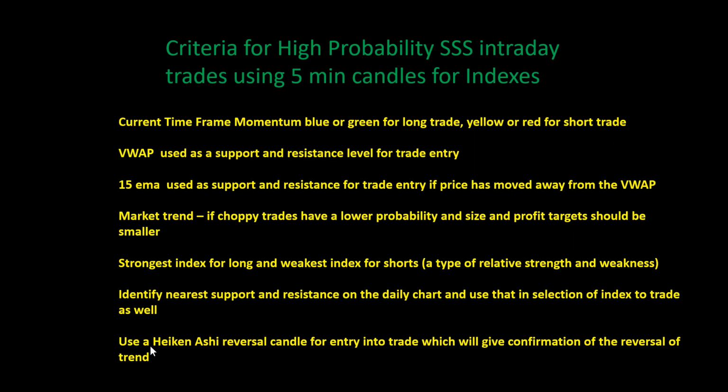And then on the 5-minute chart, use a Fibonacci reversal candle for the entry into the trade. This is going to give you confirmation that the reversal of the trend has occurred. All right, so this is important. If you're using a Fibonacci candle and the stock breaks through the VWAP with a Fibonacci reversal candle, which is going to be a flat bottom on the candle, then you're getting in basically on a confirmed reversal. If you're just trying to take it off of regular candles, it's going to be much more difficult.